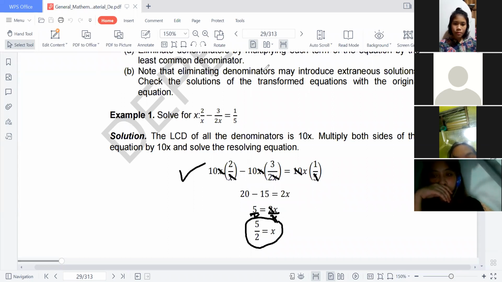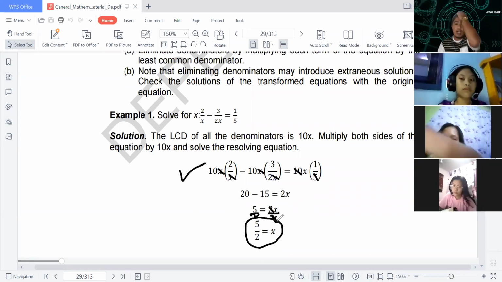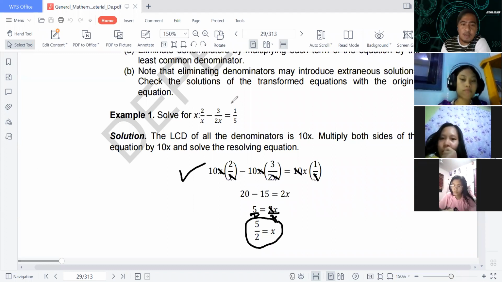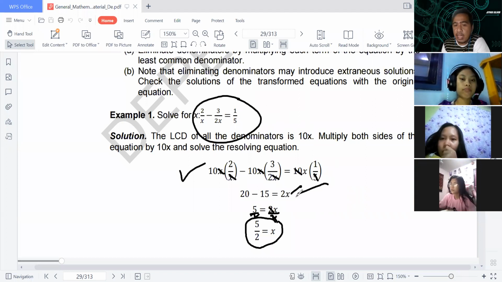Clear, class? Yes, sir. In the second step, class, you do the checking. You need to check it in the original equation, not here, but in the original. Clear? It is stated that it should be in the original equation.